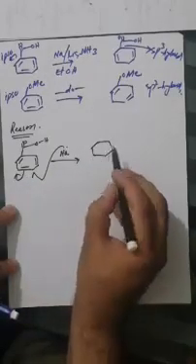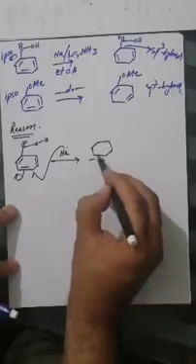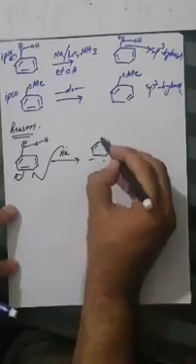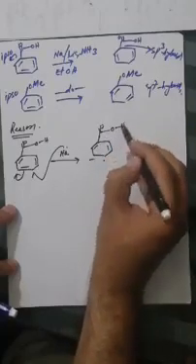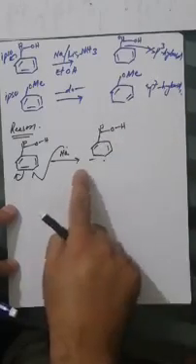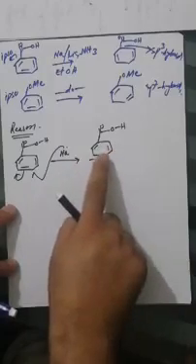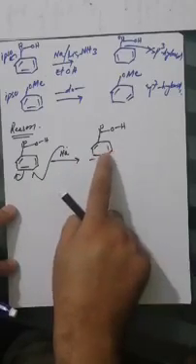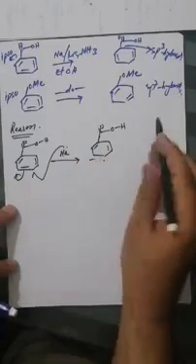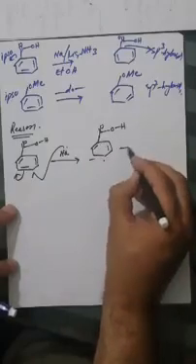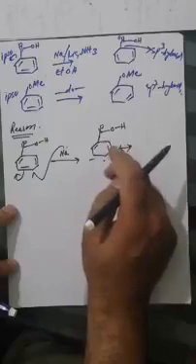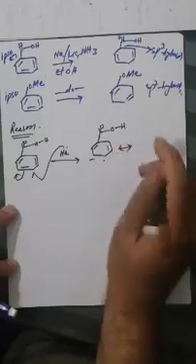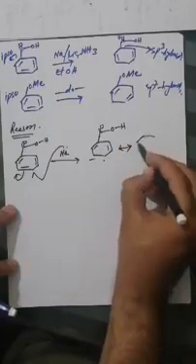Now you should practice this many times. You should draw the resonating structures of this, that is the cyclohexadiene radical anion. I'm not going to explain now. I will just write the resonance structures.